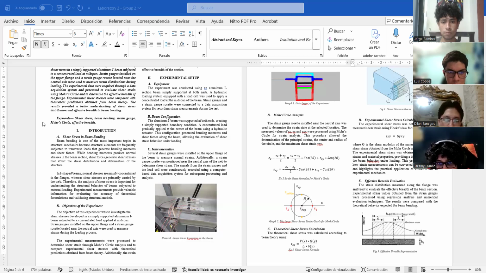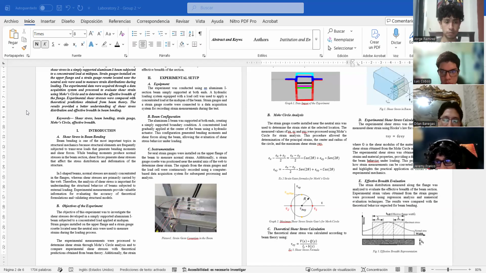For the introduction: beam bending is one of the most important topics in structural mechanics. The beam is aluminum and has an I shape. The objective of this experiment was to investigate the shear stresses developed in a supported aluminum beam and compare the theoretical values obtained using the Mohr circle and the experimental values using the Mohr circle with the other values obtained with the typical formula.